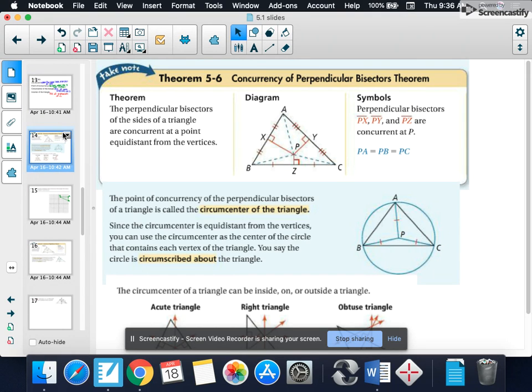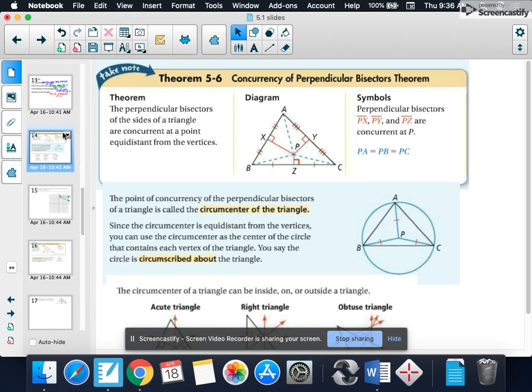So one of the theorems we get is the concurrency of perpendicular bisectors theorem. That just says that the perpendicular bisectors of the sides of a triangle are concurrent at a point equidistant from the vertices. So wherever that point is, it's going to be equidistant from the vertices. Here's the diagram. What that means in words is that the perpendicular bisectors PX, PY, and PZ are concurrent at the point P. That's where all the perpendicular bisectors meet.